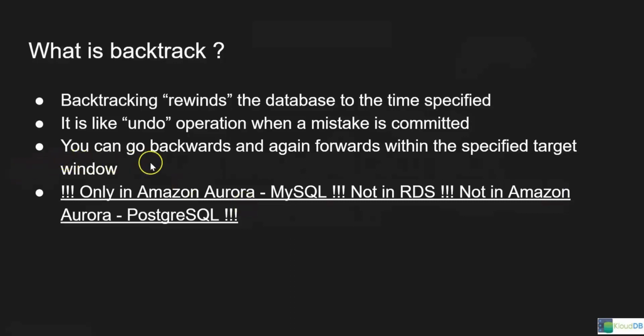One other thing is you can go backwards and forward again within a specified target window. We're going to learn more about the target window in the upcoming slides. But let's say you specify a target window as 12 hours. There's a mistake and you want to go backwards. You can go to the past in the history up to 2 hours, let's say. And then you can also roll forward again into the future, let's say up to 1 hour in the future, multiple times within the target window. That is the feature you have with Aurora MySQL. Okay?